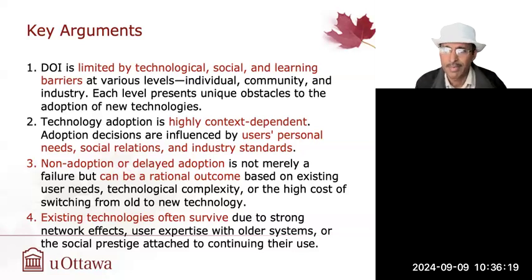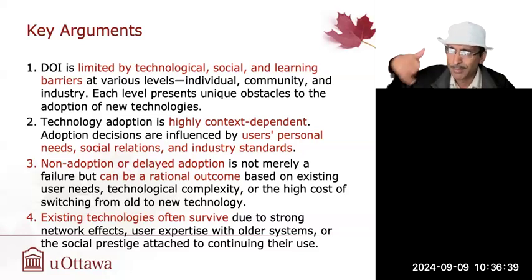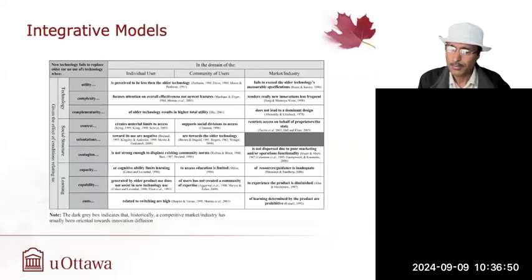And existing technology often survives, meaning when there is a new innovation, the old technology can still survive. The existing technology can survive due to strong network effects, user expertise with the older system, or the social prestige attached to it. Still, there are people using landline wired phone systems. It's a matter of social prestige sometimes. And there are some limitations, and they developed one integrative model for how to control the limitations of the diffusion of innovation model. And here are some questions.